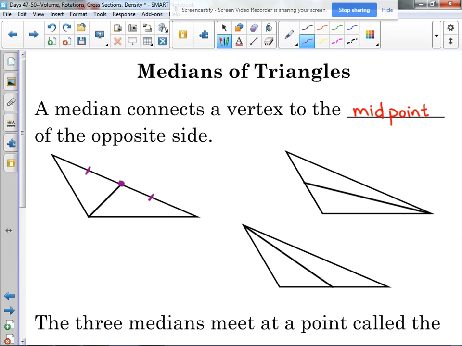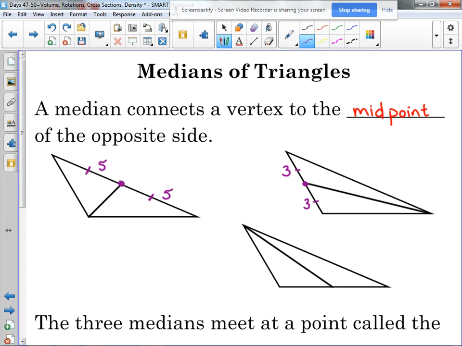Let's actually put a length to it. Let's say that we've got 5. So if that part's 5, then this part has to be 5 because it is created by the midpoint there. If we connect one of the other vertices, those segments have the same length. Those look a little bit shorter. Let's say that they're 3 apiece.